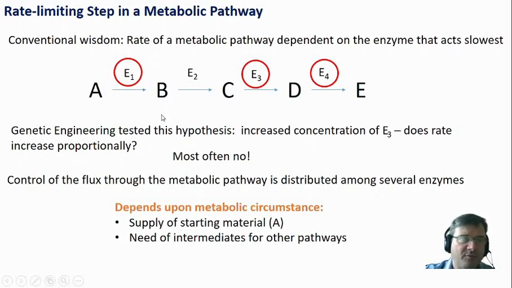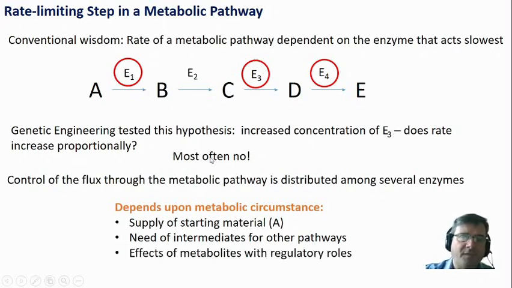There's a branch pathway and B comes off down here. So not all of B ends up going down this pathway, but may be siphoned off into a separate metabolic pathway. The effects of each one of these metabolites might have regulatory roles. They may feed back and inhibit enzymes earlier within the metabolic pathway, thereby regulating its own production.